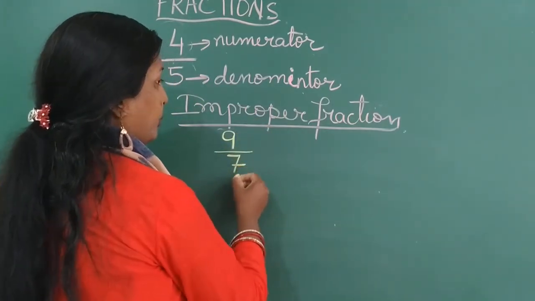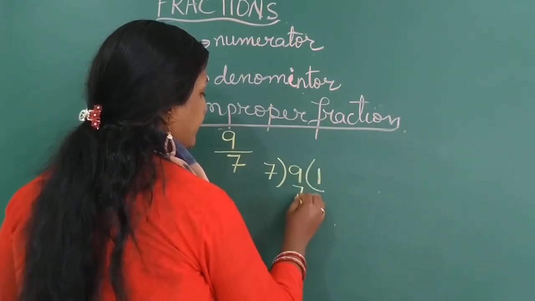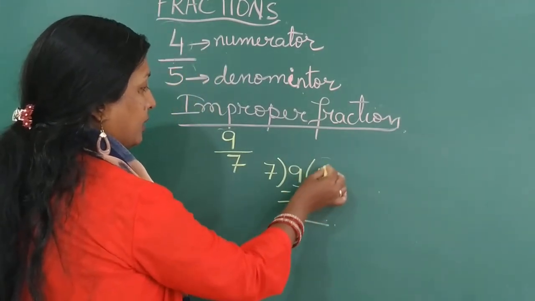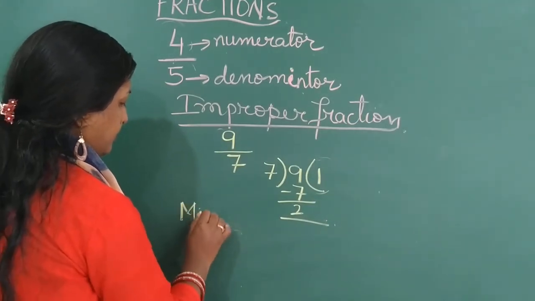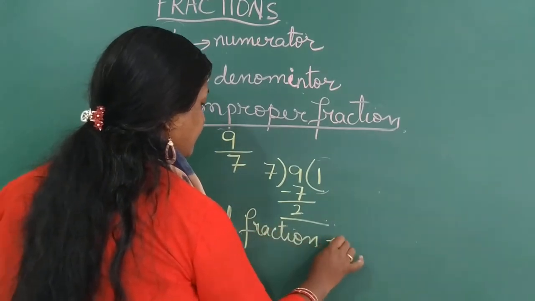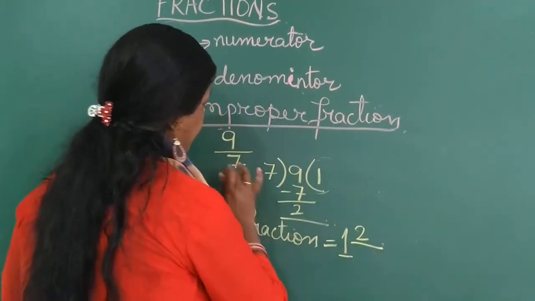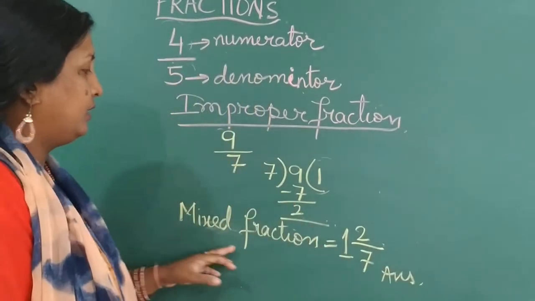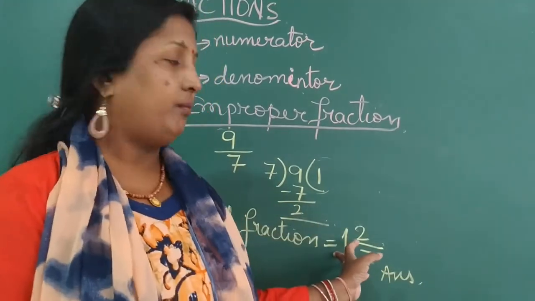For a mixed fraction, what you do is you divide 9 by 7. 7 ones are 7. You get the remainder as 2. So here the quotient, this one, becomes the whole of the fraction. So we say it in mixed fraction. The remainder becomes the numerator and the divisor, that is whatever was the denominator, remains the denominator. So we get 1 2 by 7 as the mixed fraction. Children, this is the way we write a mixed fraction.